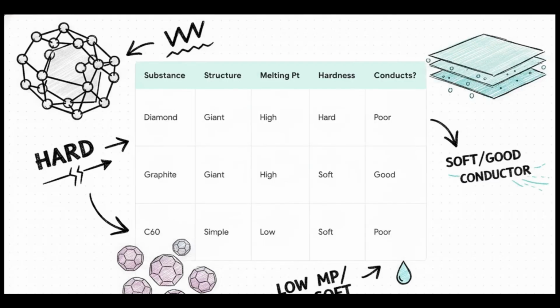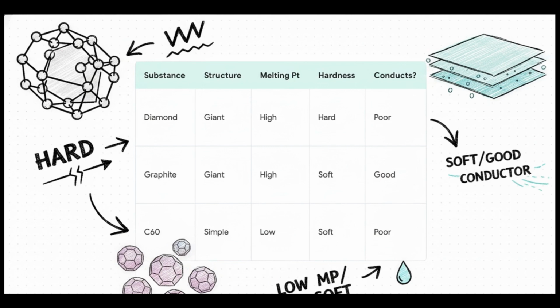Now, what's truly fascinating about this slide is seeing how the exact same element, carbon, can behave so incredibly differently based entirely on its internal structure. I mean, look at diamond. It's a giant covalent structure where every single carbon atom is tightly bound. That makes it extremely hard, it gives it a super high melting point, but it's a terrible conductor of electricity.